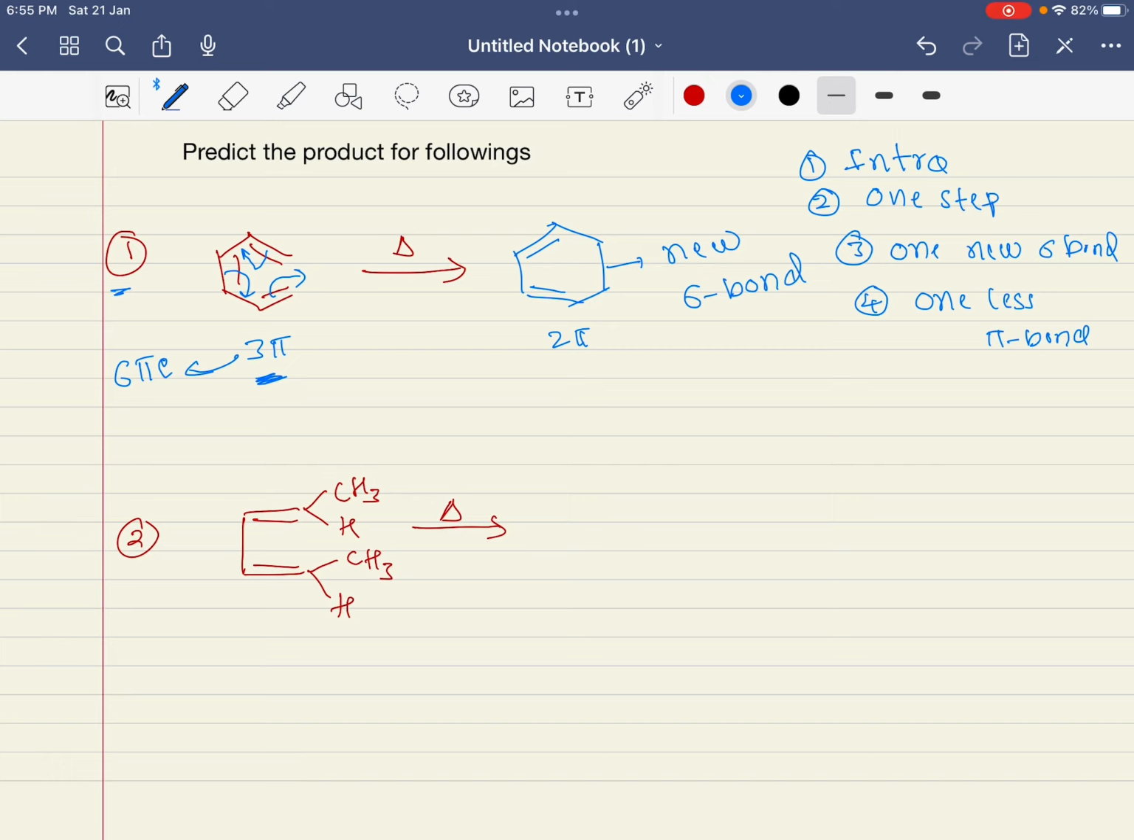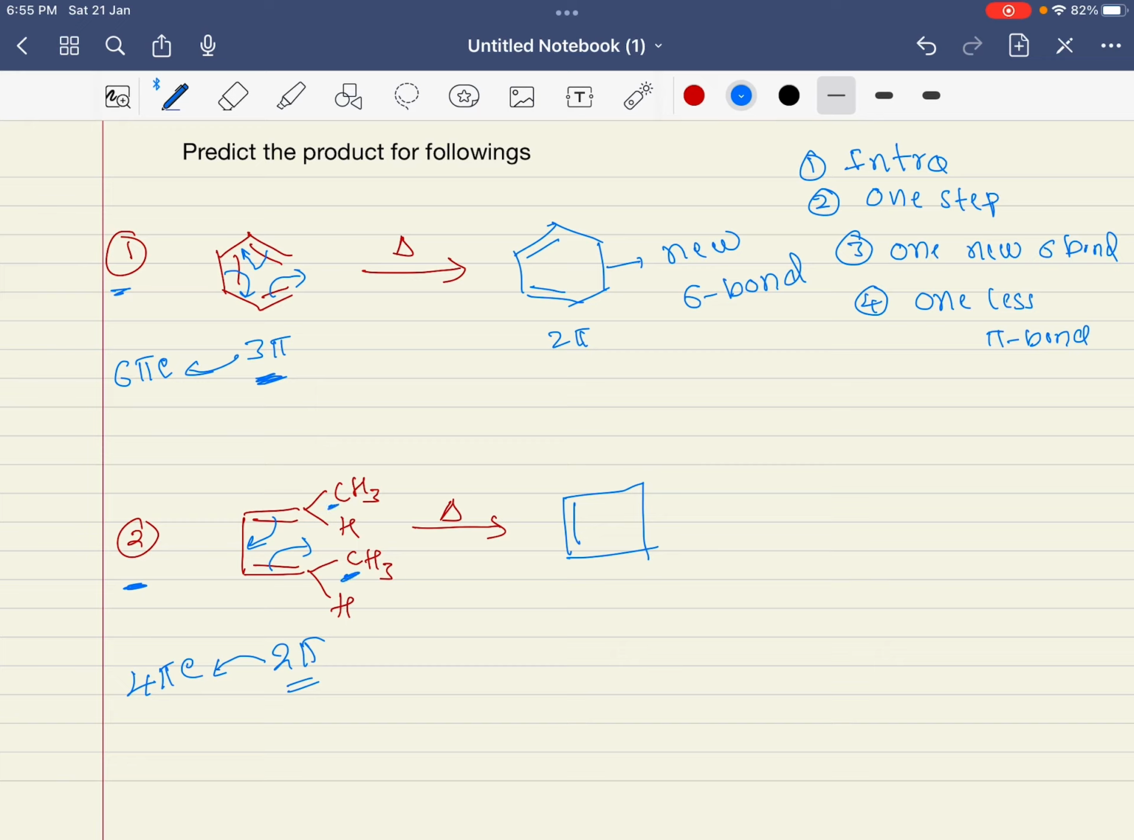Next we'll see the second example. This is a 4-pi electron system. 2 pi bonds are there. 2 pi bonds means the number of pi electrons is 4. This pi bond will be shifted here, and this pi bond is utilized for the formation of a new sigma bond. So the product will be this. The challenging thing in this example is stereochemistry, because there are 2 methyl groups present at the ends.